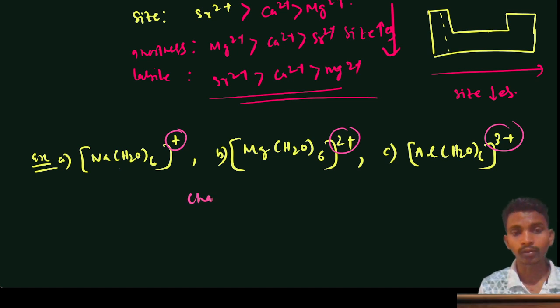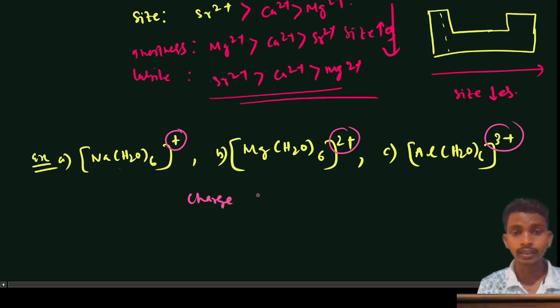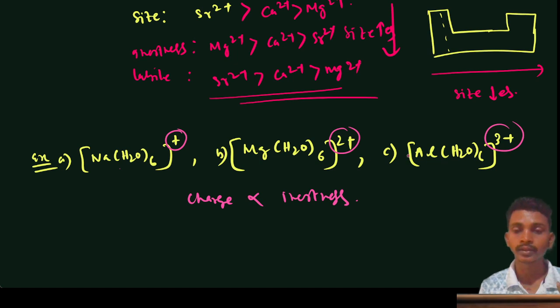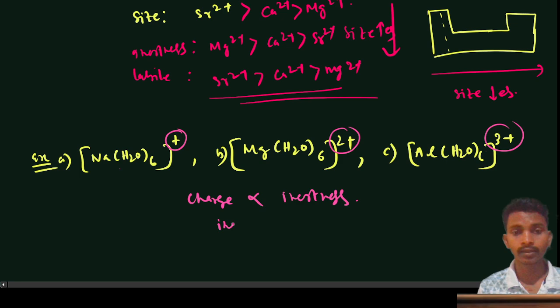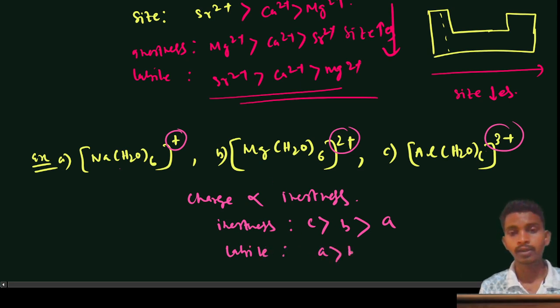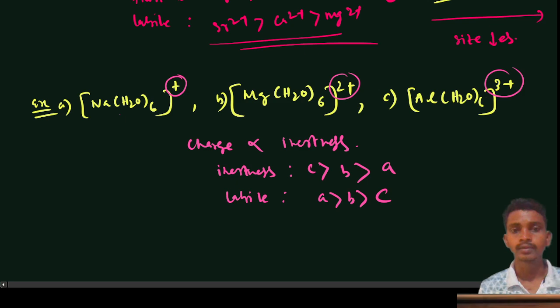So we see that for non-transition metal complexes, charge is directly proportional to inertness. Okay, so if high charge then high inertness. So for inertness, first C will come, then B will come, then A. And for labile, which is opposite of inertness, that is A, then B, then C.